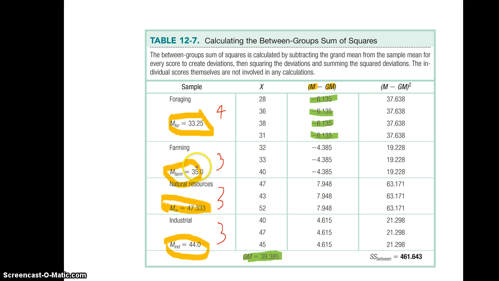Then we take this mean here, the 35, and we subtract the grand mean of 39. We get our deviations, 1 for each person, and square them. We do the same thing here. We take 47, subtract out 39, and get our squared deviations. Then we do the same thing with 44 minus 39, get our deviations and square them. And then we get our sums of squares between, 461.643.